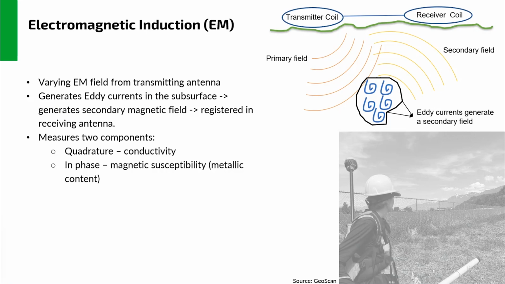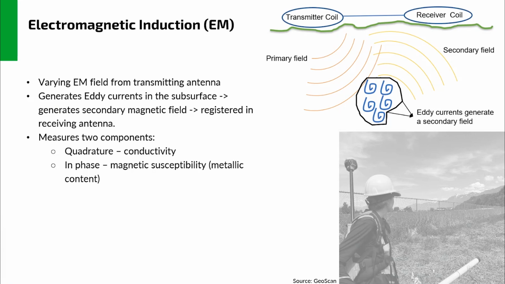Basically, every registered field is comprised of these two parts, if you may, the quadrature and the in-phase. The quadrature is basically a 90-degree shifted signal compared to the primary field. The in-phase is in the same phase, hence it's called the in-phase.